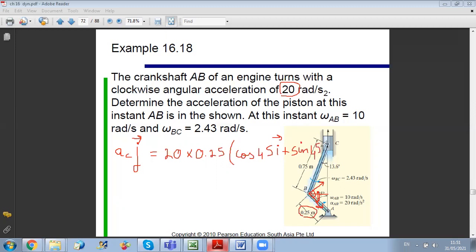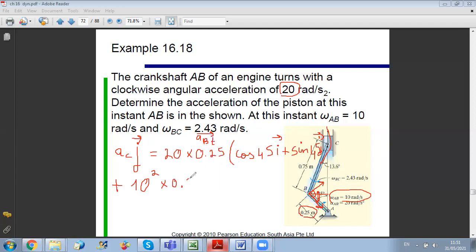So let me write it for you here. So this component is AB tangential, okay? Now we will write AB normal. So plus, for AB normal, as we said, the magnitude is omega square AB times R. This is omega AB, it's 10, and R is 0.25. So it's plus omega square AB, which is 10 square, times AB, which is 0.25.